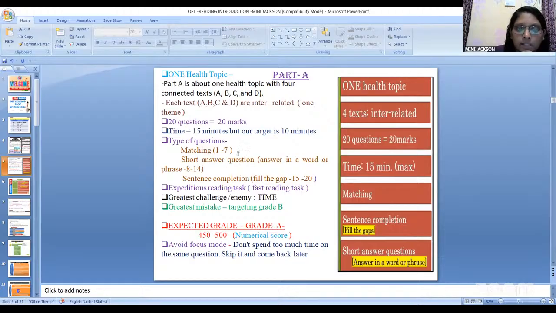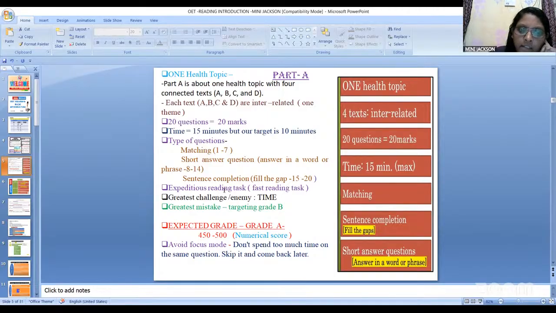In matching, we only need to write the letters A, B, C, D. In short answer questions, we write the answers in a word or phrase. Here we can write the same word, and if you repeat it, you won't have much problem. But in filling the gap, no need to repeat the same words. If the words are given in the question, don't repeat them.